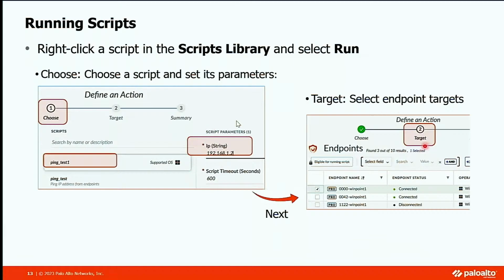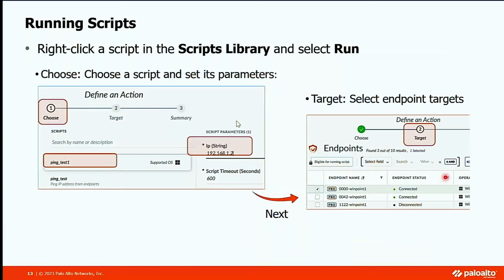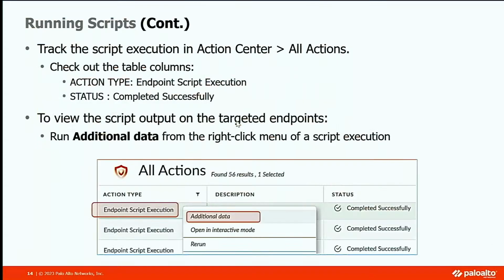In step 2, we then target it using whatever criteria you want to match on a single or multiple endpoints. It will only show you by default the ones eligible for running the script based on the platform. If it's a Windows-only script, you're not going to see Mac OS and Linux as possible endpoints. And then again, in the 3rd step, they didn't show us the 3rd step. The 3rd step is the summary. And then you get the choice of running it interactively or running in the background or cancel.